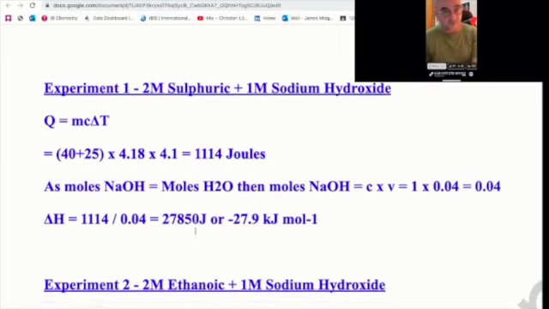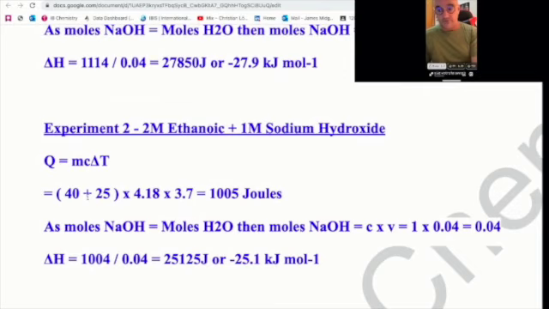So what happened with ethanoic? With ethanoic, Q equals MC delta T again. M is the same. I ran 40 sodium hydroxide into both beakers, and I started with 25 cm cubed of each of the acids. So 65, 4.18, again, same assumptions. But the temperature rise was actually less for the weaker acids.